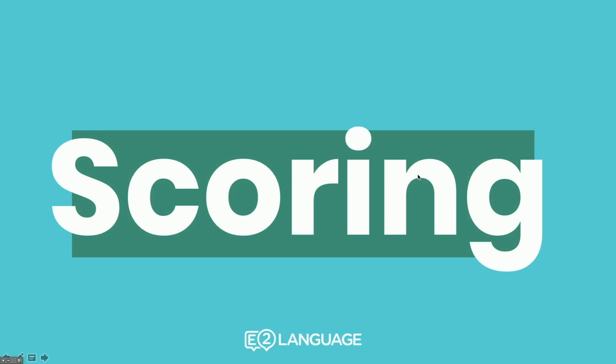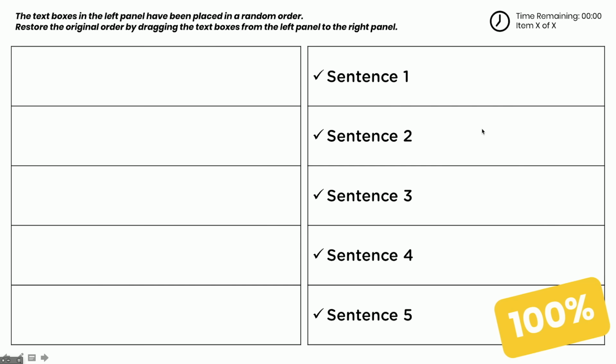Let's start by talking about scoring, okay? Scoring's pretty straightforward with this one. Let's say you have 5 sentences. Most of the paragraphs you'll see on test day will have 5 sentences. And you get all of the 5 sentences in the correct sequence. So therefore, you'll get 100%. Easy peasy.